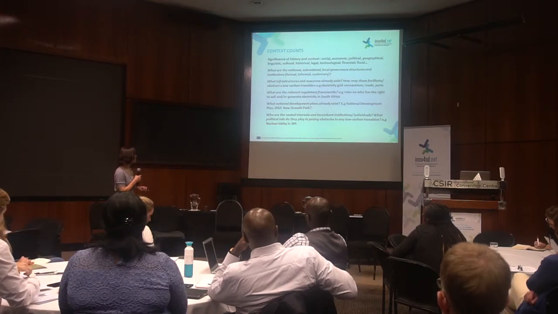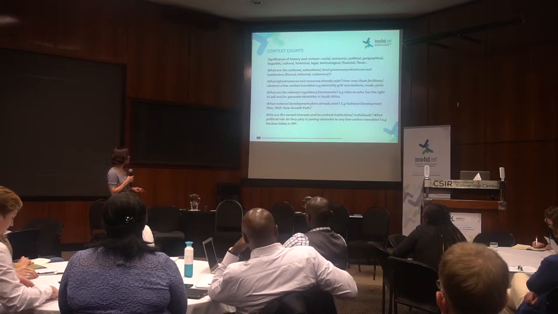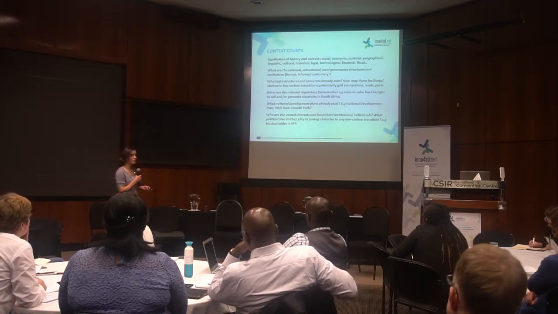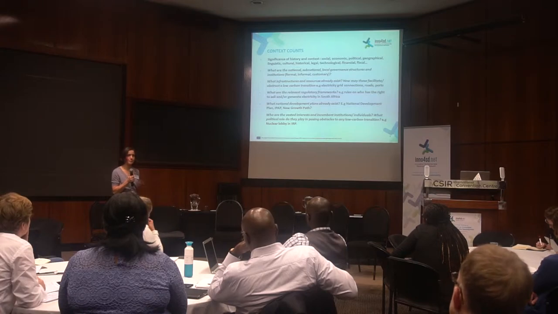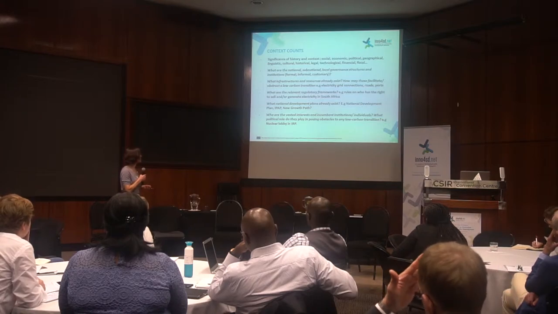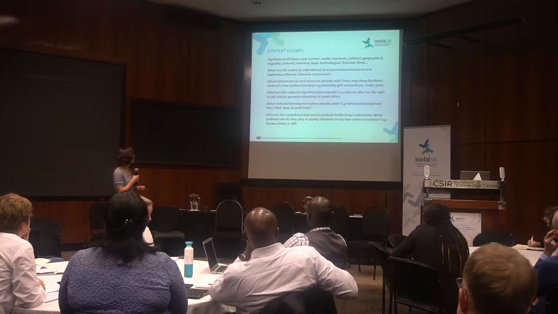And then also, what infrastructures and resources already exist? These could be large-scale electricity networks, they could be roads, ports, but they could also be smaller-scale infrastructures, or even an absence of what might be considered an infrastructure. And then how may these infrastructures facilitate or obstruct a low carbon transition, and in what way?